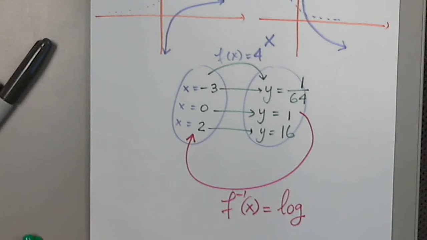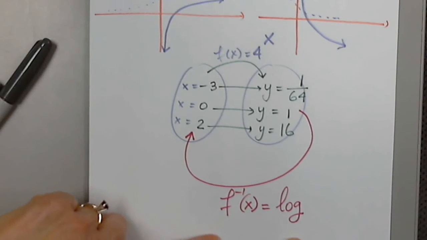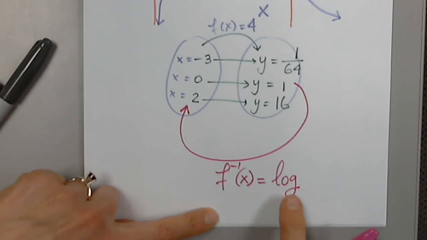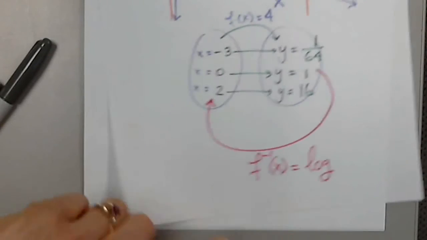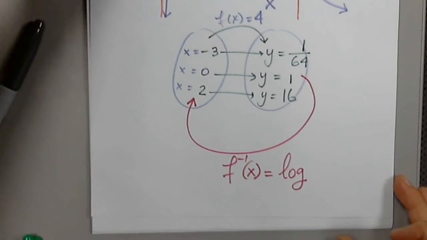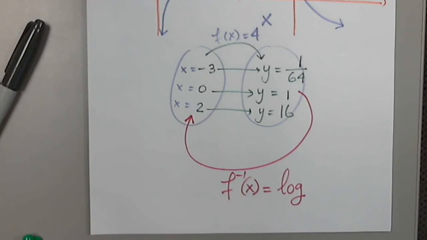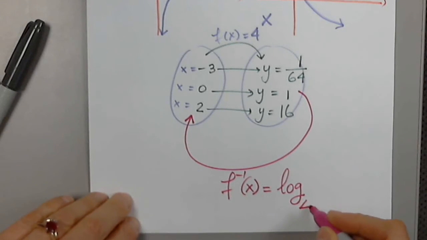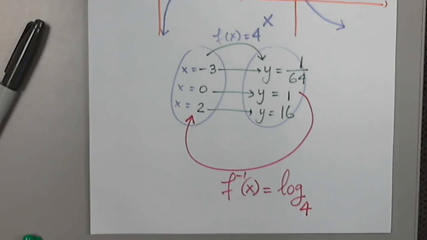Good. So I haven't finished the name yet. So it's log. Now we have to identify the base. What is the base of this function? Yes, it must be the same base as the exponential function that Tom gave us. A few minutes ago, he said 4 to the x. Well, the inverse function has to have the same base. If we had chosen 1/3 to the x, then this would have been log base 1/3 of x.